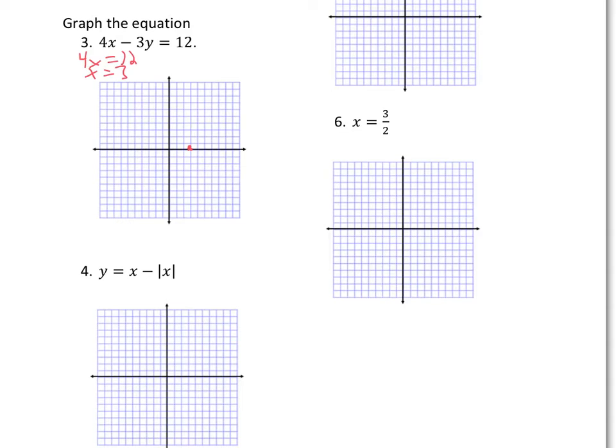And the y-intercept is negative 3y equals 12, right? Because 4 times 0, when x is 0, equals 0. And y equals negative 4. So go down 4. There's our 2 points. Connect them. Something like that, but have steadier hands. Okay, draw your arrows, and that is that line.